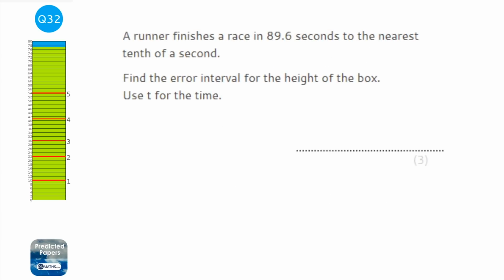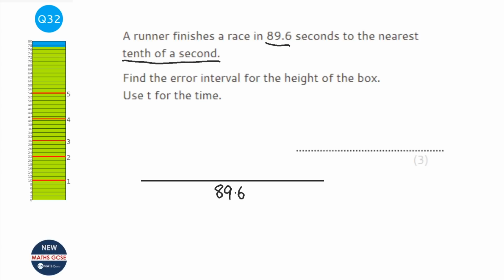Okay, so to do this question, I'm going to start off with a number line, and I'm going to put the number given to us in the question in the middle, so 89.6. Now it says it's to the nearest tenth of a second, so what I want to do on the left hand side is put the next number down. So what could it have rounded to if it was slightly less? Well, the next one down would have been 89.5, and the next one up on the other side would have been 89.7.